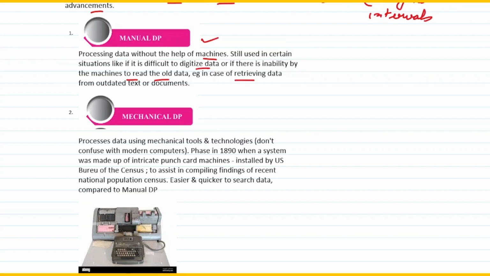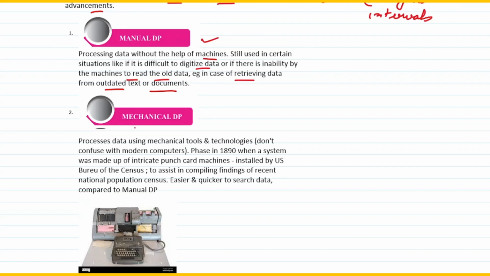An example can be retrieving data from outdated text or documents. You would have seen some companies have a very old file, so it's difficult for them to be scanned. The quality of paper would have gone down miserably. So the only option you're left with is to keep that data in a manual form. So that is manual data processing.